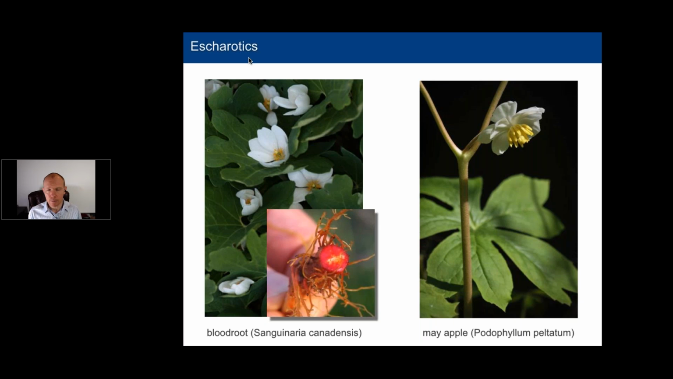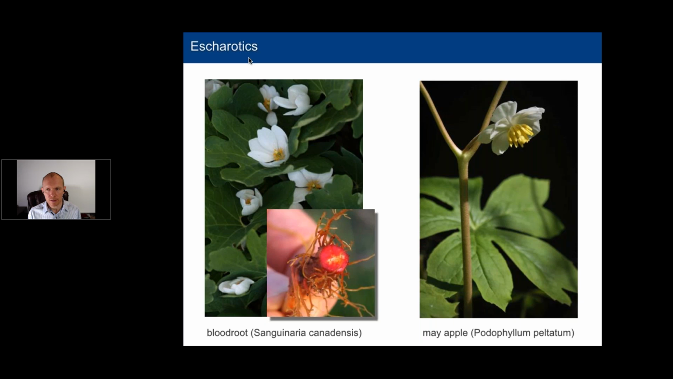Now, the problem with these is you have to be very careful, because Escharotic herbs are basically toxic and cause chemical burns, and so you don't want to get it in your eye. I would be very careful. I don't think I'd want to use it for warts on the genitals necessarily without communicating to the patient. You have to be careful with them.